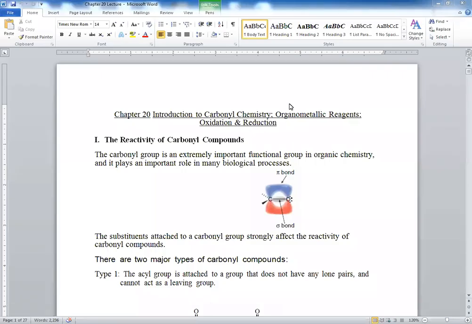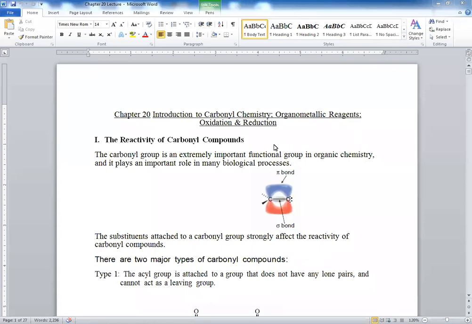Carbonyl chemistry will be discussed in chapter 20. In addition, we will talk about reduction, a little bit about oxidation, and of course, at last, the organometallic reagents, such as Grignard reagents and organolithium, organocopper reagents. But let's begin with carbonyl compounds. So the reactivity of carbonyl compounds.